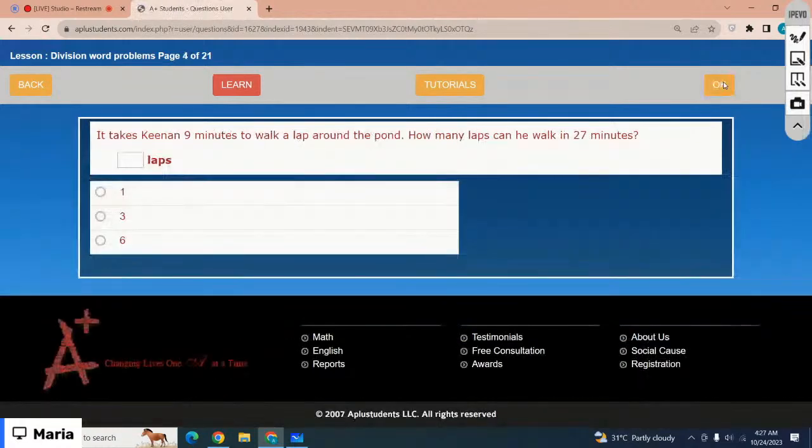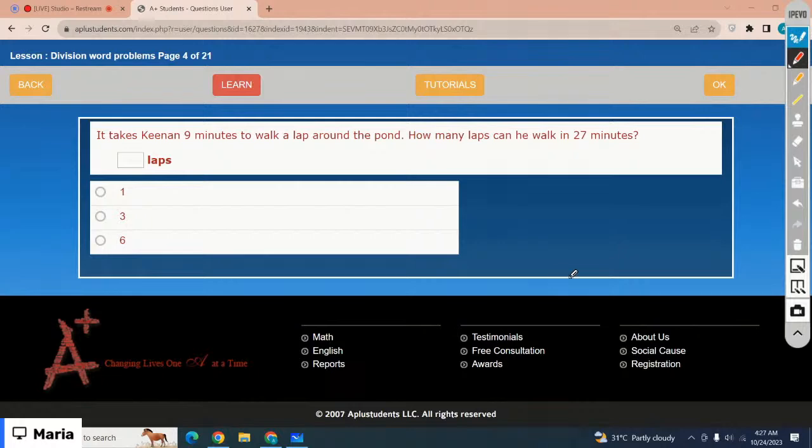Okay, it takes Keenan 9 minutes to walk a lap around the pond. How many laps can he walk in 27 minutes? So the total time is 27. You need to see, if one lap covers 9 minutes, in 27 minutes, how many laps can he cover? So 9 times what number is 27?